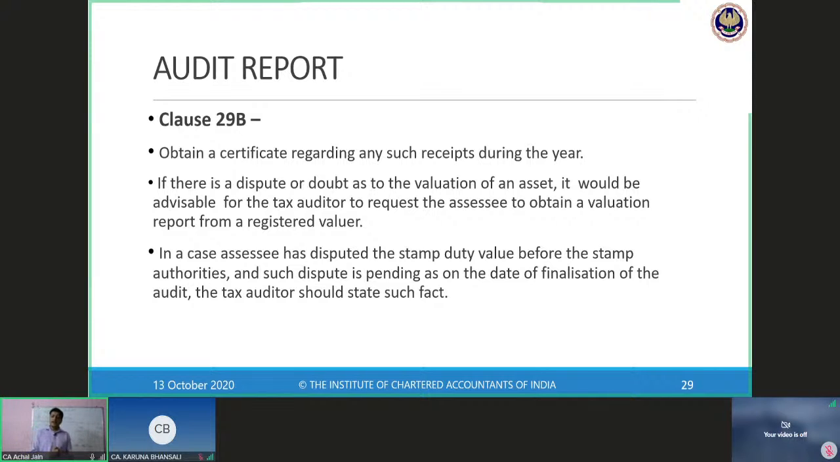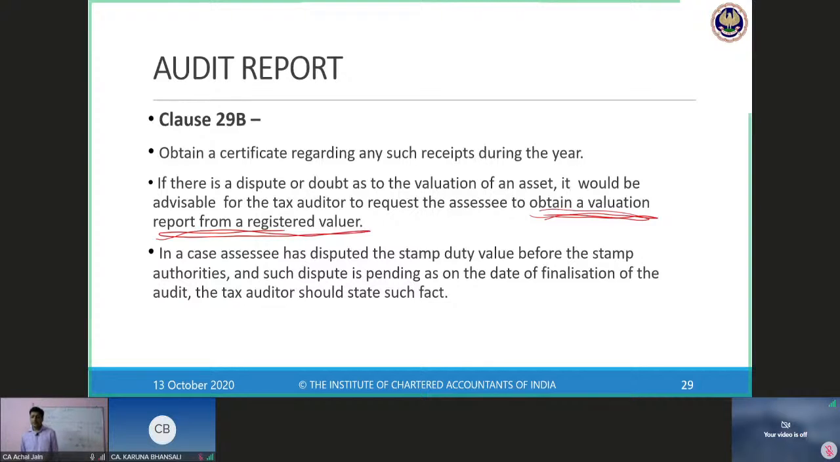Obtain a certificate regarding any such receipts during the year. Again, he'll obtain a certificate, or you can say he'll obtain a listing or a document which will contain all of those receipts so that he can capture all of those items first of all to start with in his audit procedures. Now in this case, he will check if there is a dispute or doubt as to the valuation of the asset. Therein, he will request the management to obtain a valuation report from the registered valuer.